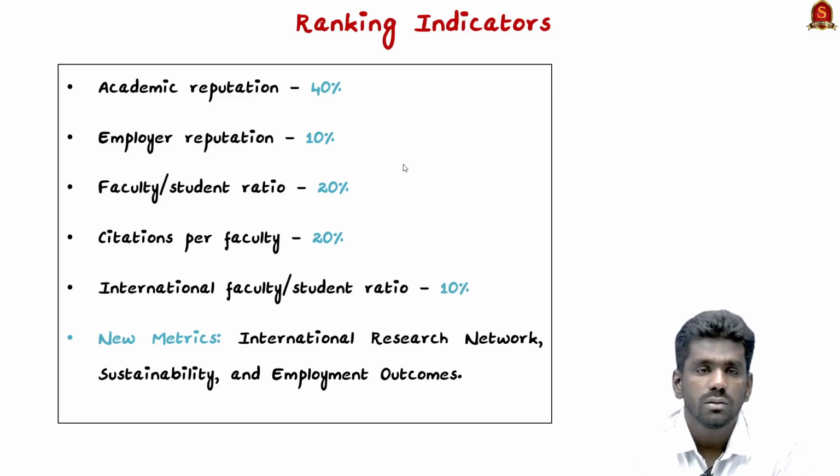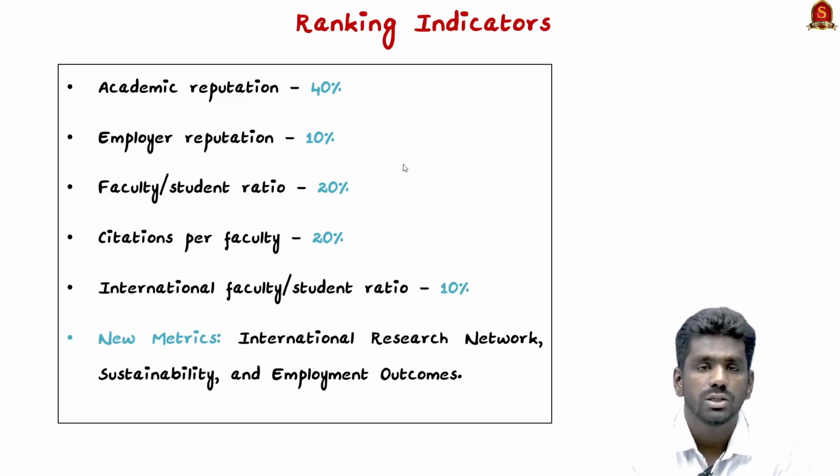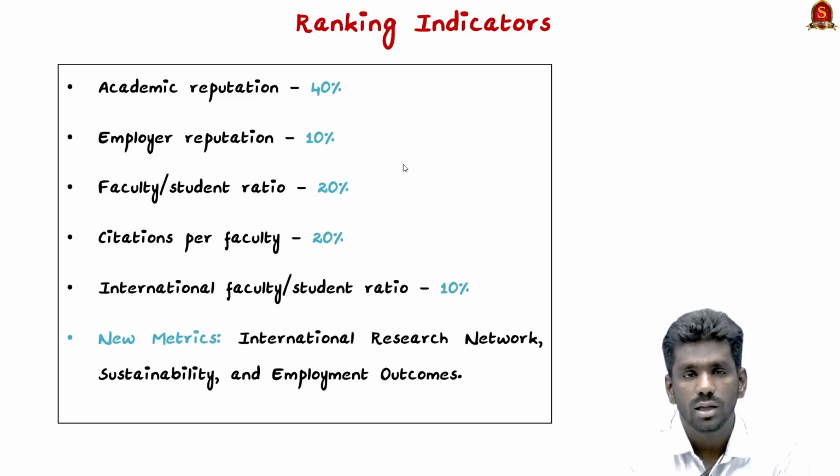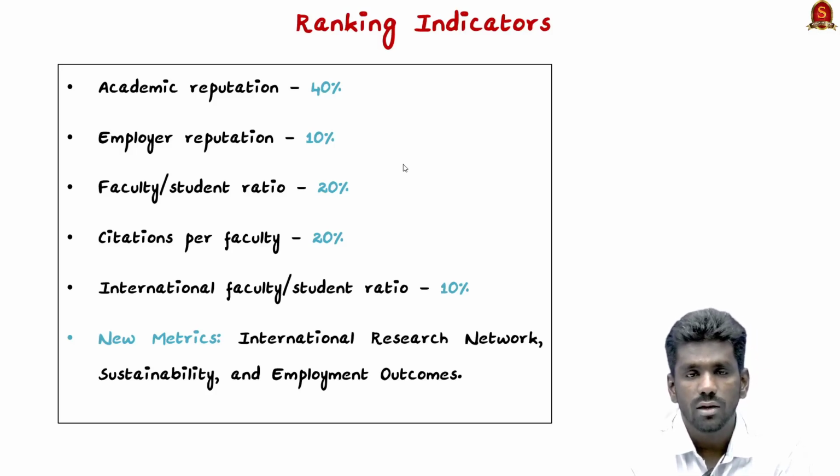Academic reputation, which is given 40% weightage, employer reputation 10%, faculty and student ratio 20%, citations per faculty 20%, and lastly the international faculty and student ratio 10%. So these are the indicators which are used to determine the criteria for universities, and this is used for the ranking of institutions under the QS World University Rankings. So the highest weightage is given to academic reputation.